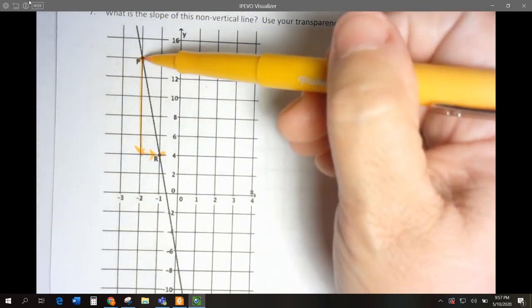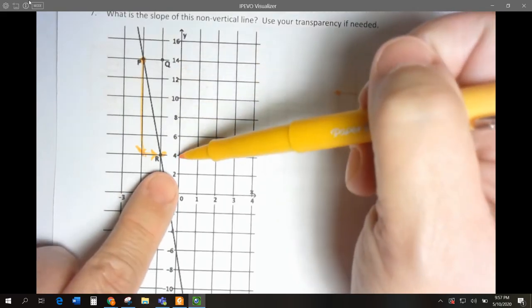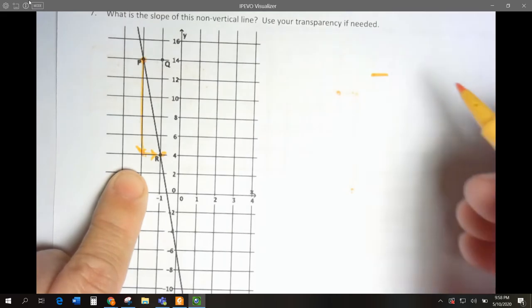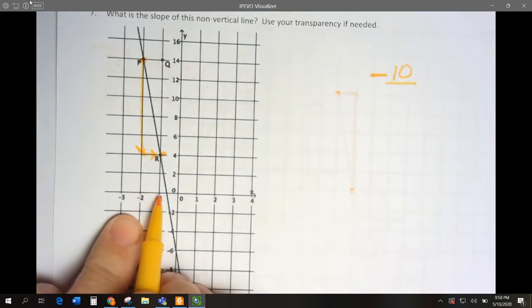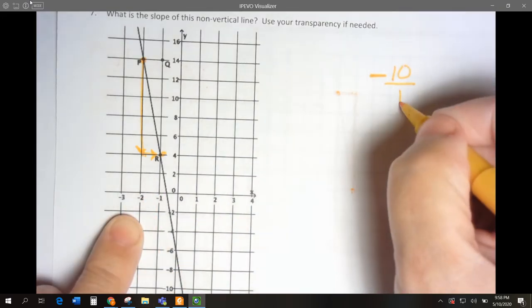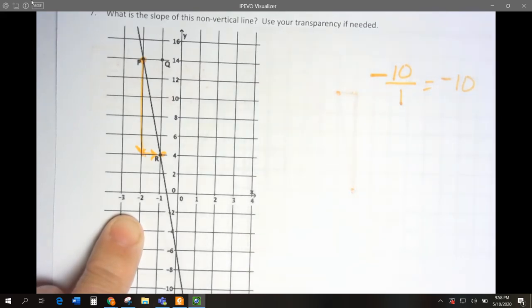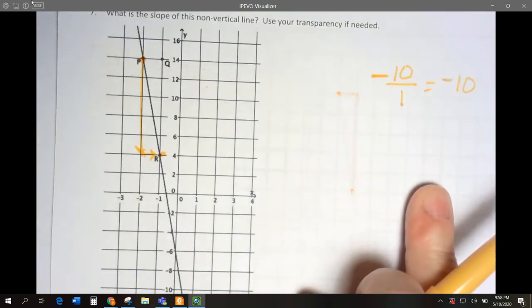We're going from 14 to 4. So 14 minus 4 is going to be 10. So that's a -10. And we're going from -2 to -1. So that's a difference of 1. So it's a -10/1, or a slope of -10. Remember, it's going downward left to right, so it's negative.